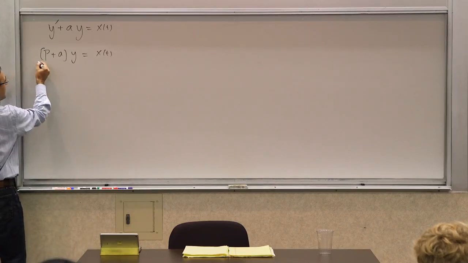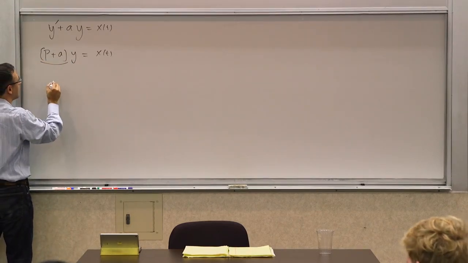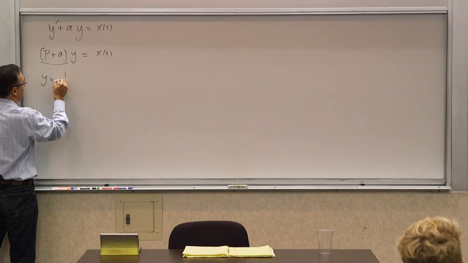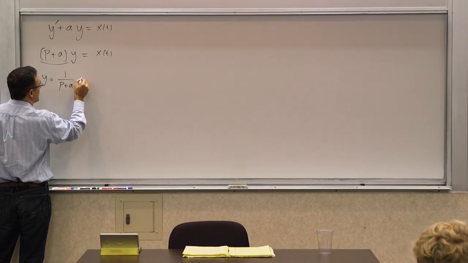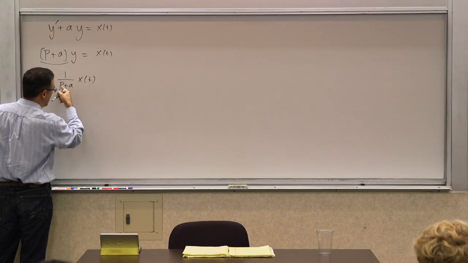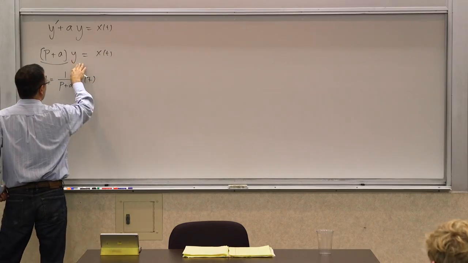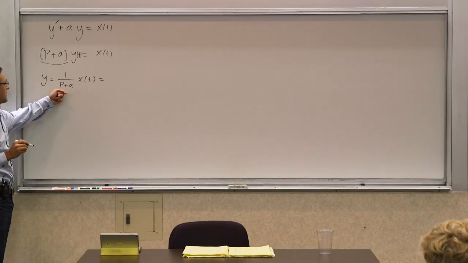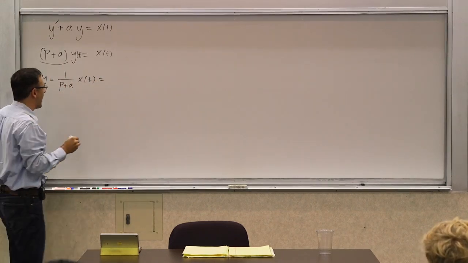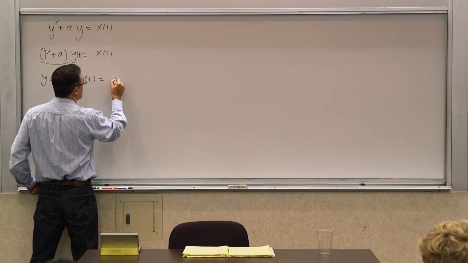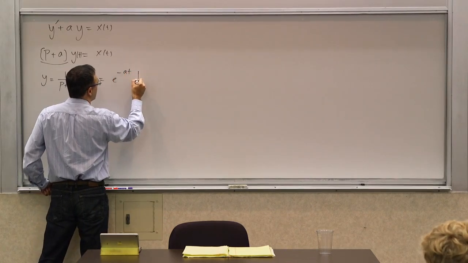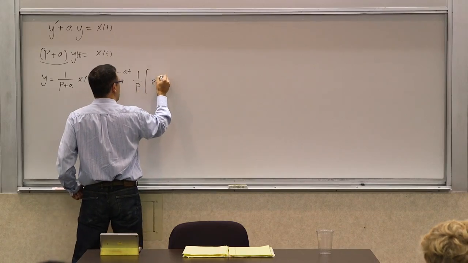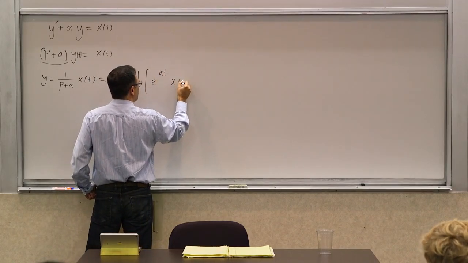And we said that if there's an inverse for this compound operator, and we show it as 1 over p plus a, we demonstrated that you can solve it. If you apply the inverse operator, obviously you can produce y of t. We calculated what this inverse operator was, and we showed it to be e to the negative at times 1 over p, which is the integration from negative infinity to t, e to the at x of t.